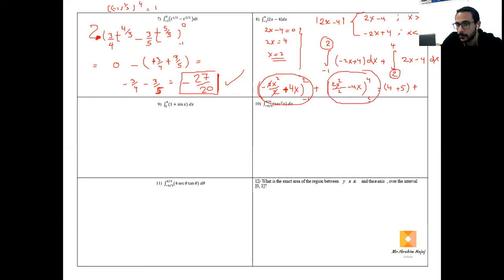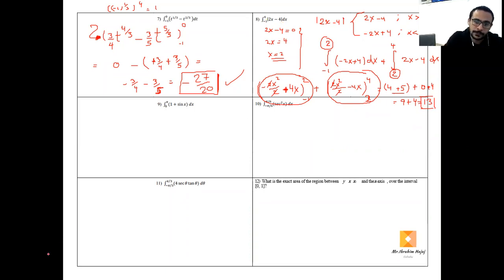The second part: you can substitute 4 first. Cancel 2 with 2, 4 squared is 16, 16 minus 16 is 0, forget it. Then minus substituting 2 for x gives 4 minus 8, which is negative 4, times negative, positive 4. So we have 9 plus 4, which is 13. My area under this curve, 2x minus 4 from negative 1 to 4, is 13.